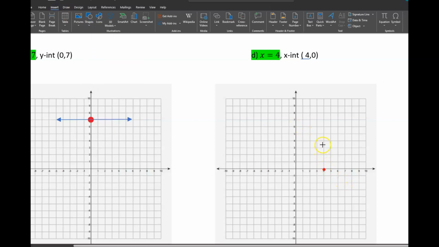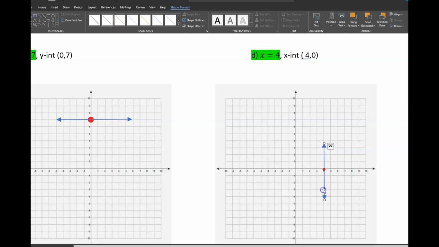So in this case, this is going to be our line going through the point 4, 0. Remember that all lines that are in terms of x represent vertical lines. That's actually it for these 4 problems.